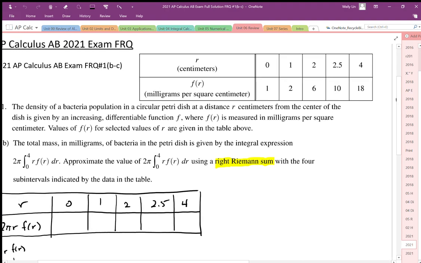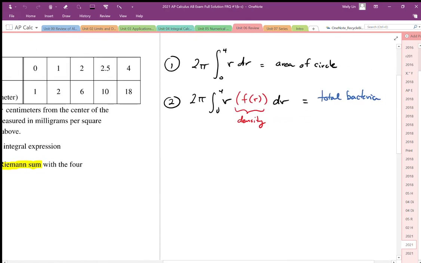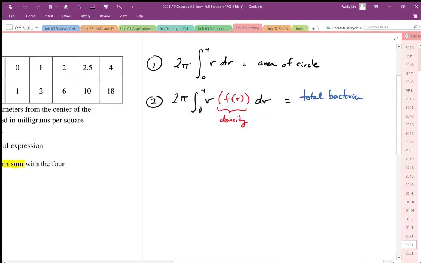Now first of all, it's important to understand what the 2 pi r times f of r dr actually means. If we take a look at 2 pi r dr, really this is the area of a circle. If I integrate this, I'm going to get pi r squared. So this is essentially giving me the area of the circle, and the f of r is then just going to introduce the density, which means we're going to take the area pieces and multiply them by the density, which then gives us the total bacteria. So this is going to calculate the total bacteria.